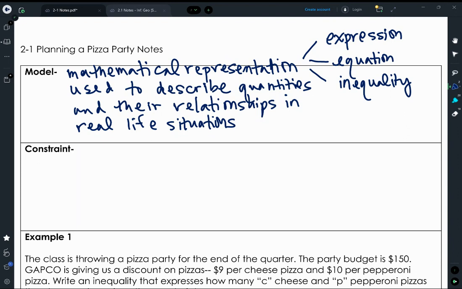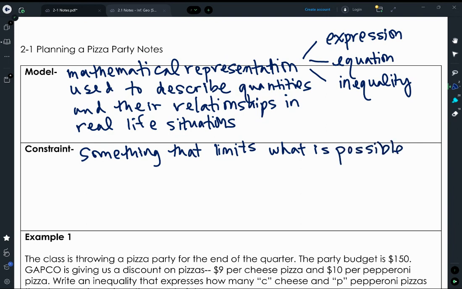So we also have to talk about constraints. A constraint is something that limits what is possible or reasonable in a situation.